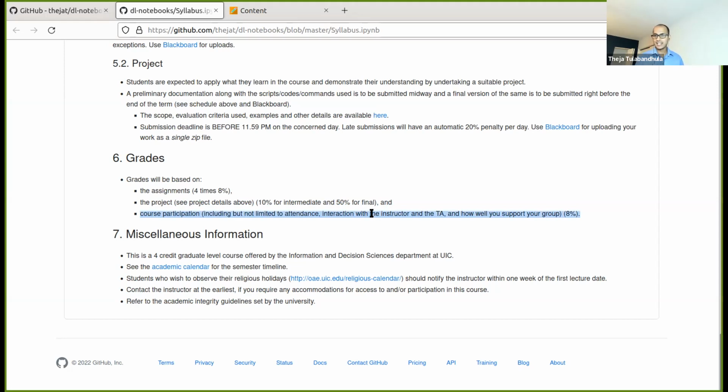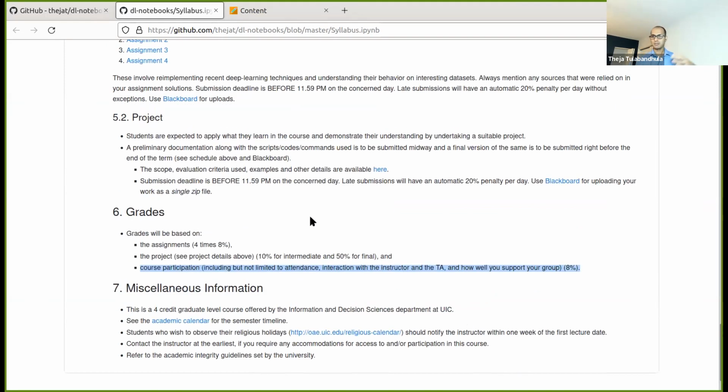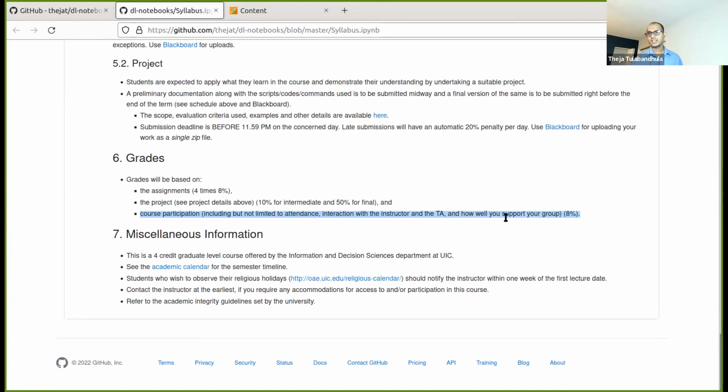You want to be attending, if not all, most of the classes, interacting with the instructor and RTA, ideally both, and also how well you support your group. I know many people in some of my other courses are sometimes hesitant to form groups, for example if there's a large group, but it's really important that you work together and do a good job with both assignments and project. So you want to support your group and not just be a slack in the group. Okay, so it's important. Any questions about the logistics?